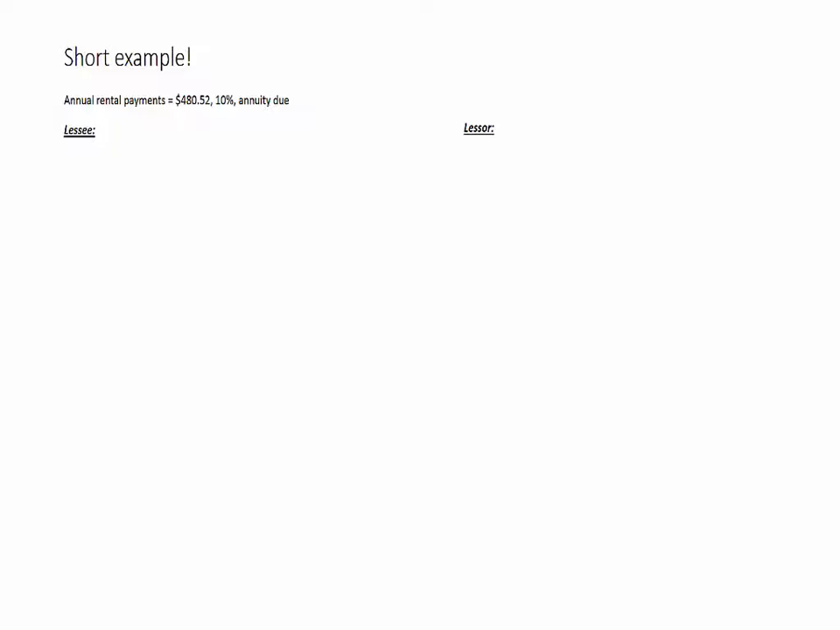So let's go ahead and record this on the books of both the lessee and the lessor in parallel. The lessee records the capital lease at the present value of the minimum lease payments, the present value of the rental payments, plus the present value of the bargain purchase option. And they immediately pay off $480.52 of that. So just fresh out of the gate, they've paid off almost half of the lease obligation.